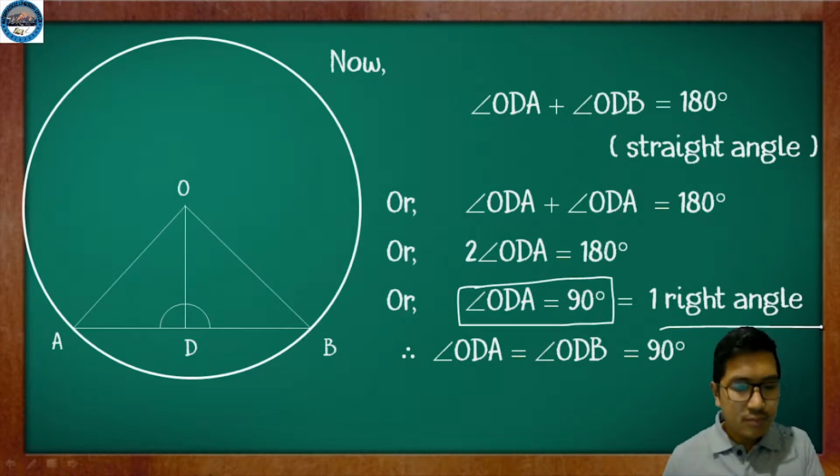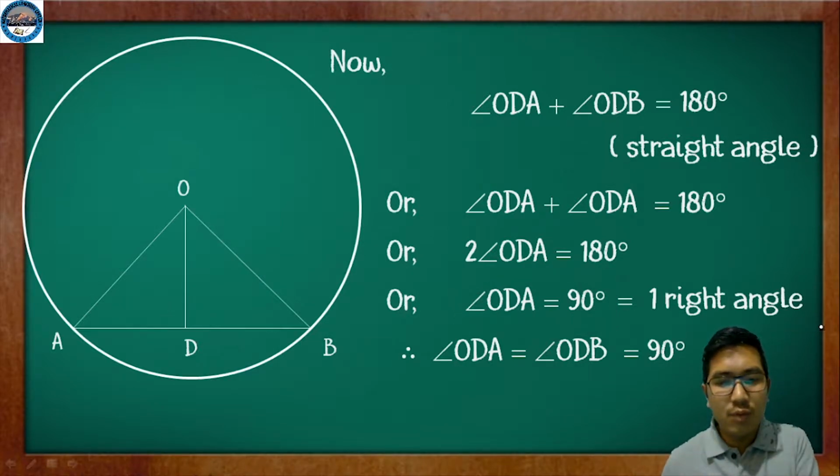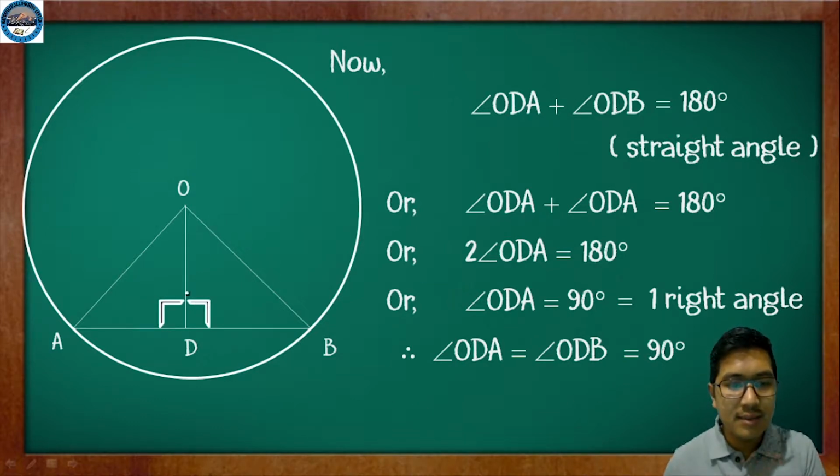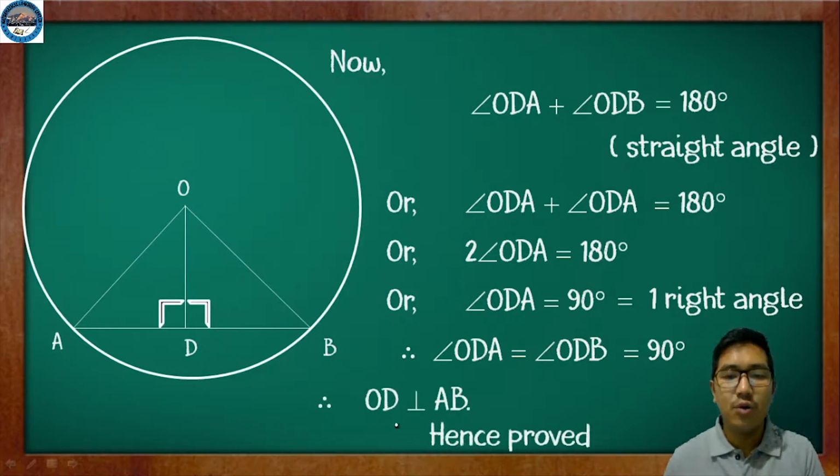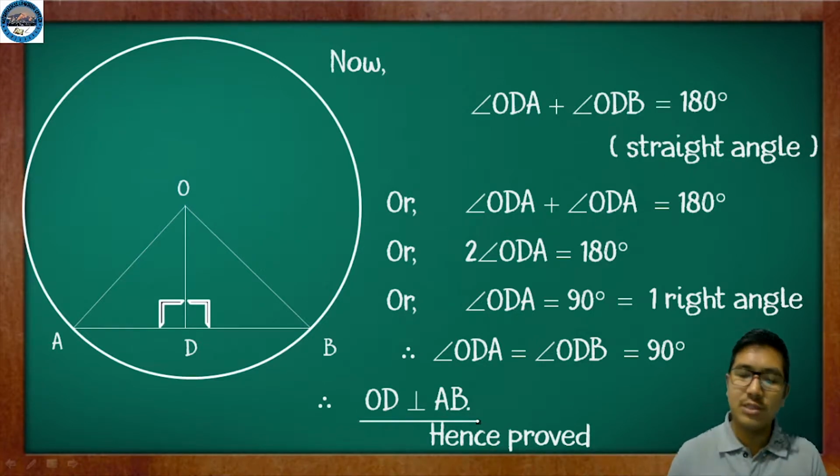So finally what we see is that the angles ODA and ODB are 90 degrees on both these sides. So what does it mean? It means that OD is perpendicular to AB. So hence proved. This is how we prove this theorem.